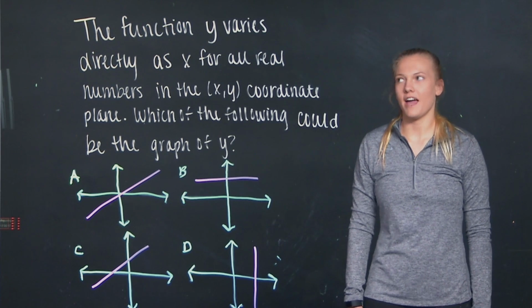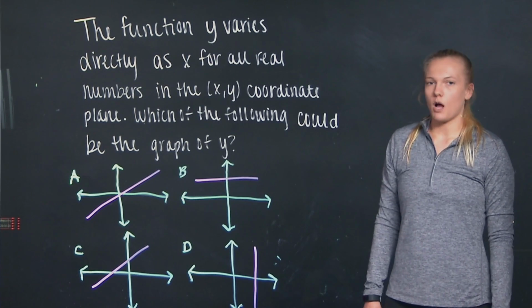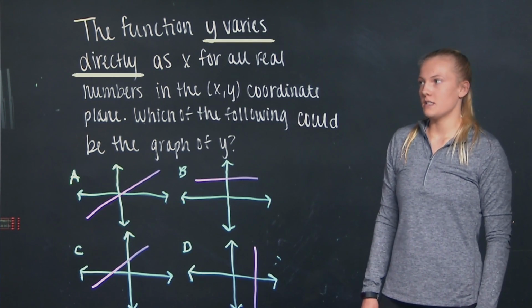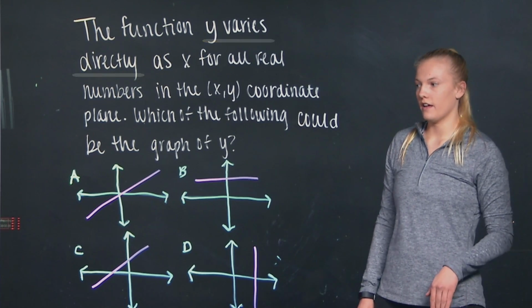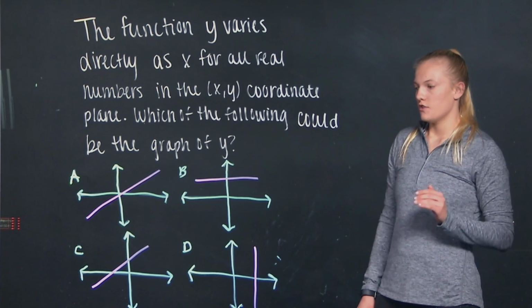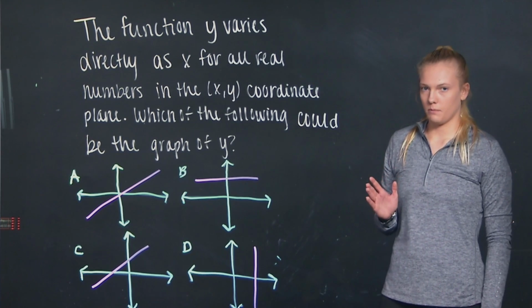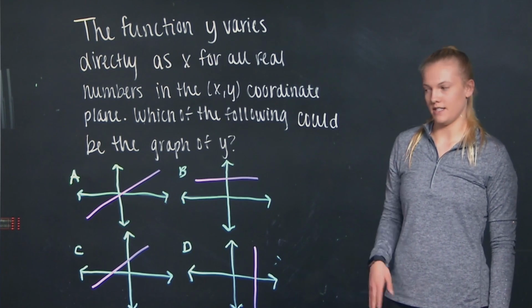So the first example that we have here is: the function y varies directly as x for all real numbers in the xy coordinate plane. Which of the following could be the graph of y? When you're first looking at this problem, the first thing you want to recognize is that it says y varies directly. This means that as x increases, y is going to increase at a proportionate rate, and it must be a straight line. So all of these are straight, but graphs B and D don't increase proportionally. C and A do, so you can go ahead and eliminate choices B and D.